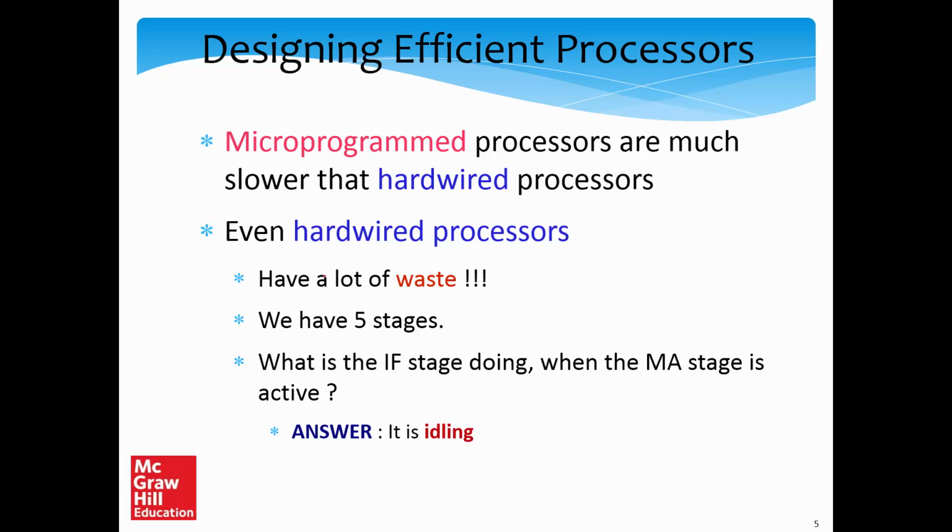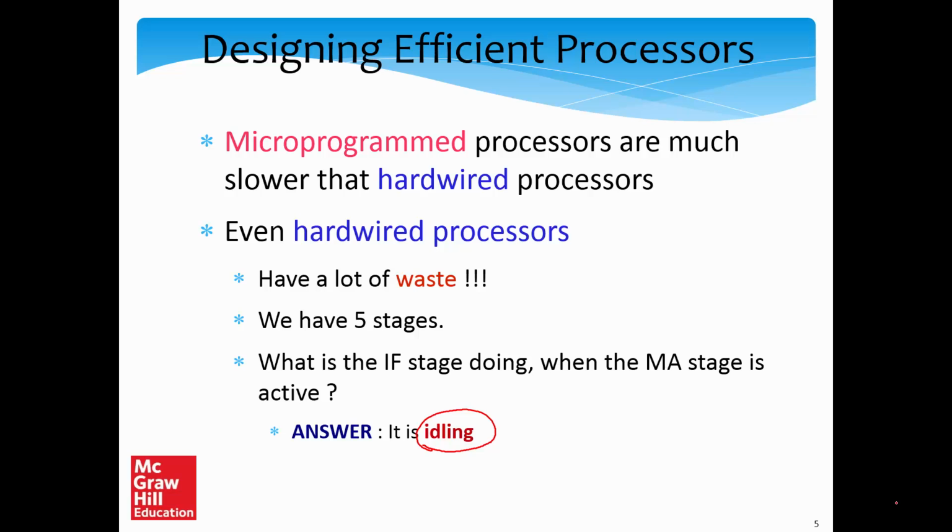So let's look at how to design efficient processors. We'll only look at hardwired processors here. What we claim is that there is a lot of waste, in the sense there is a lot of idling inside the processor. Most of the time, a lot of stages inside the processor are doing nothing. For example, what is the IF stage doing when the MA stage is active? Well, the answer is it is doing nothing. It's absolutely idling. And similarly, what is the EX stage doing when the MA stage is active? Then also the answer is that it is idling and doing nothing at all.